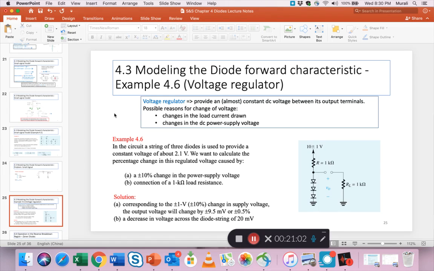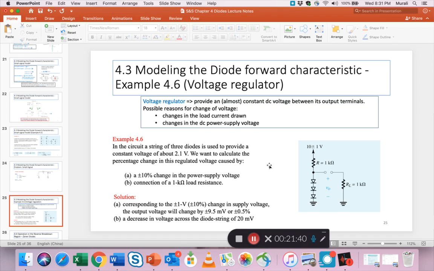So please read the example. Let me read the question one more time. In a circuit, a string of 3 diodes is used to provide a constant voltage of about 2.1. So you can recognize that assuming each diode is at 0.7 volts, the normal operating voltage, so 0.7 times 3 in series gives you 2.1. So in theory, you can always get a nice 2.1 out of the 3 diodes. If you have 5, you get 3.5 and so on. So with 3 you get 2.1.